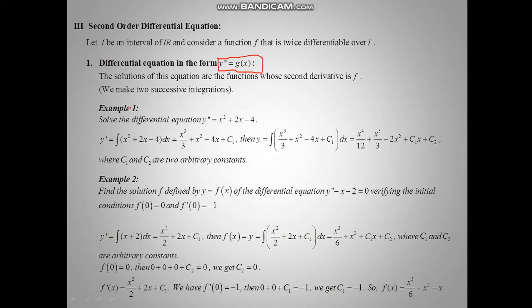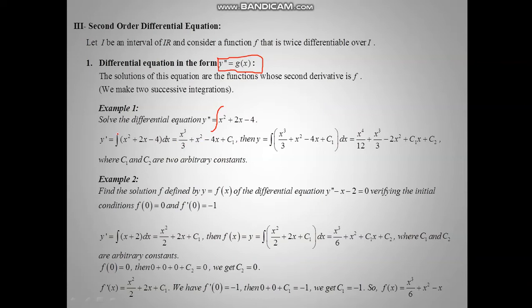Okay, let us take example 1. We have y double prime equal x squared plus 2x minus 4. First we do the first integration to get y prime. The integral of x squared is x cubed over 3, the integral of 2x is x squared, and the integral of minus 4 is minus 4x, plus c1.